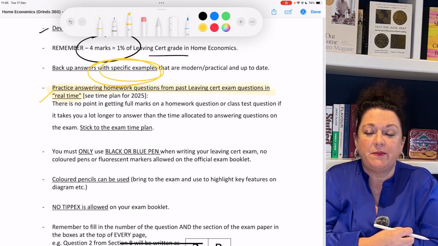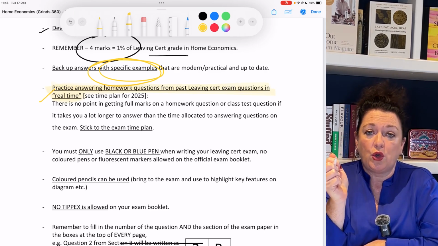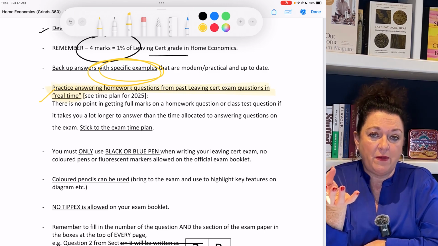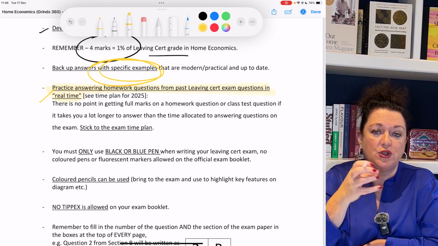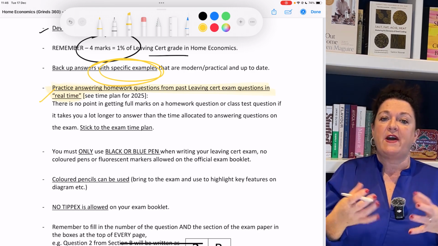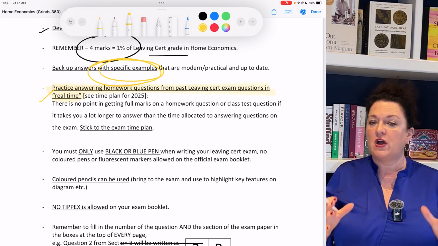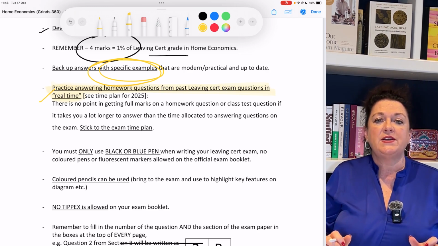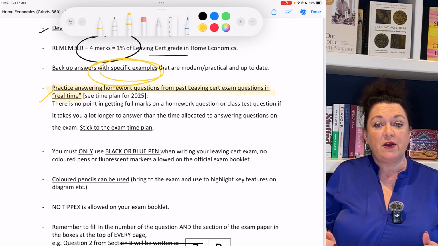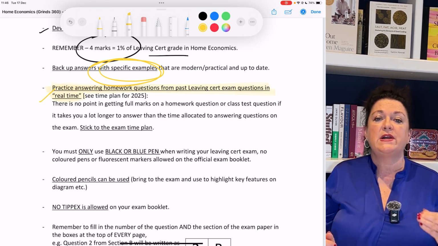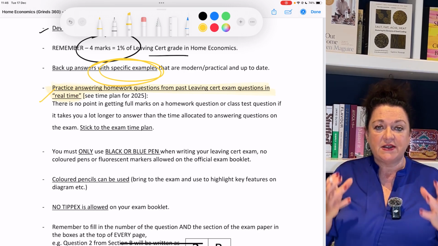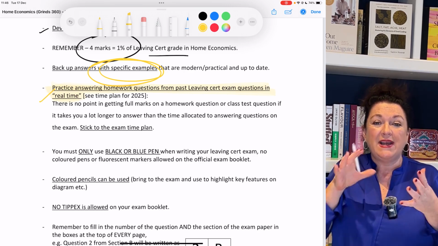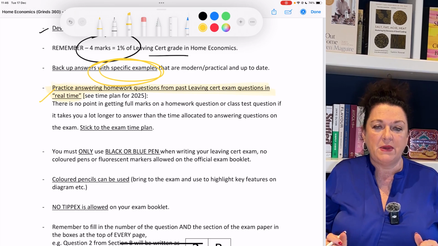But just say, for example, you get a homework question. It's a 50-mark question, and you spend 50 minutes at home doing that question. You produce a fabulous answer, full of content, full of detail, and you get 50 out of 50 when you get your homework returned. That is not realistic. You need to be able to get all that content and detail on paper in 22, 23 minutes.